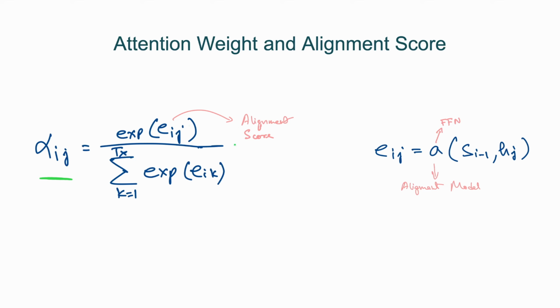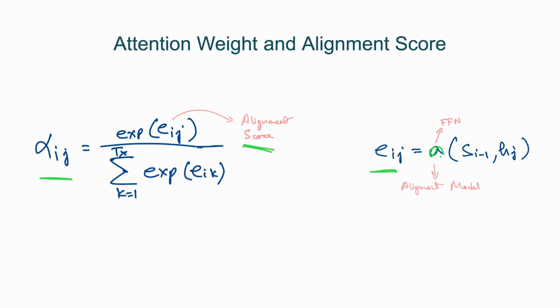Eij is the alignment score. Okay, let's see how it's calculated. So this is the formula for the alignment score. The alignment score Eij is a function. Here, a is not a function. This is basically a feed-forward neural network. So this is an alignment model.